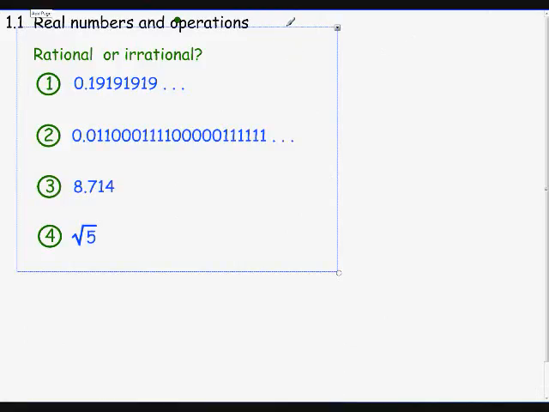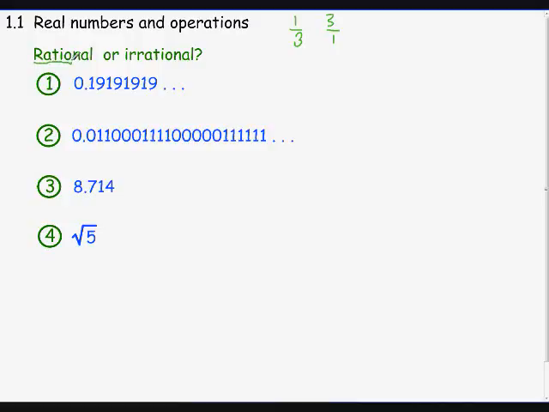Okay, let's see how well you understand what a rational number is. A rational number is anything that can be written as a ratio of 2 integers. There's an example of a couple rational numbers. They can be written as a ratio. So that tells us that if it's irrational, it cannot be written as a ratio of integers. How can we recognize whether or not a decimal number is rational?